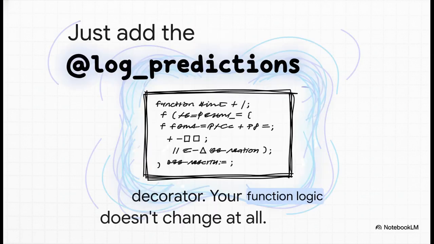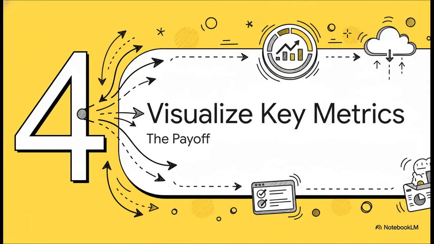That's it. I mean, just look at this. You literally add the @log_predictions line, you pass in that model ID you just copied, and you're done. You don't have to change a single thing inside your function. The logic stays exactly the same. The SDK just wraps around it and handles all the logging for you. How cool is that? Okay, now for the really fun part, the payoff.